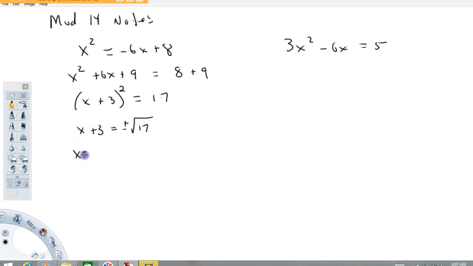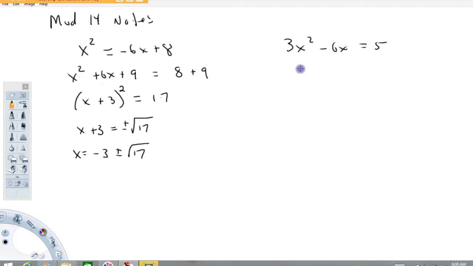Now to solve for x, we just subtract 3 from both sides. So we get minus 3 plus or minus root 17. That's about all there is to do to that. This 17 is prime, so we're not going to be able to pull out any squares or anything like that. So let's take a look at the one on the right.